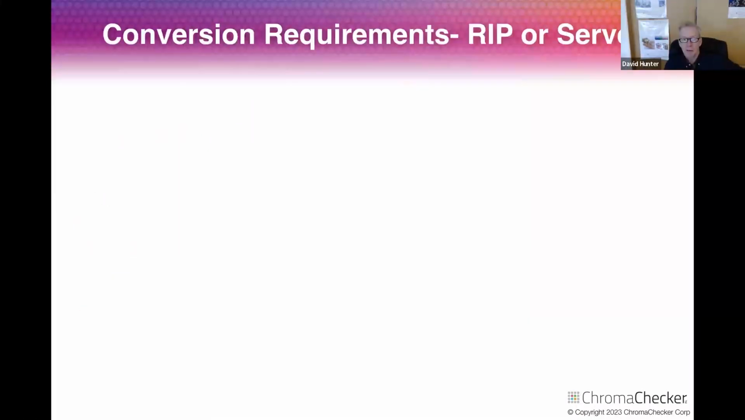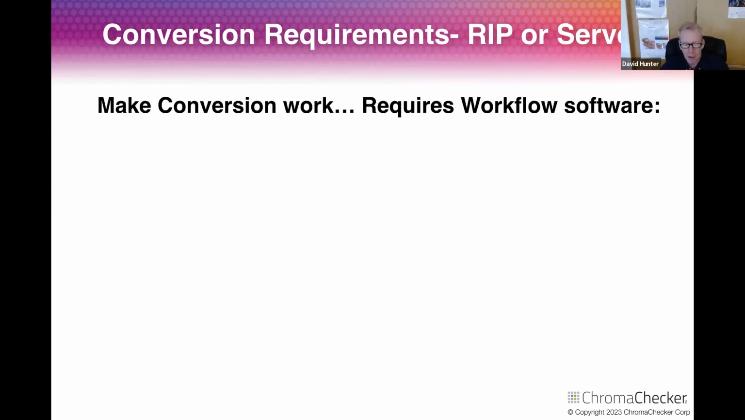So color conversions can happen on either the RIP or a color server. A lot of people use a color server because it allows them to set up multiple queues for multiple types of RIPs and standardize the color between these RIPs. So when we're talking about making the color conversion work, it does require workflow software.